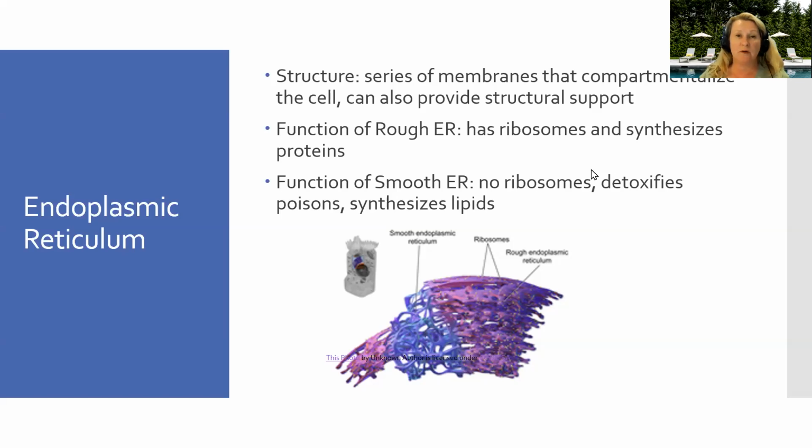Now, rough ER we'll probably spend more time on because that's endoplasmic reticulum that has ribosomes. So a lot of protein synthesis inside the cell happens on the rough ER. The smooth ER does not have ribosomes, and it has a couple of purposes. It synthesizes lipids, detoxifies poisons in the cell.